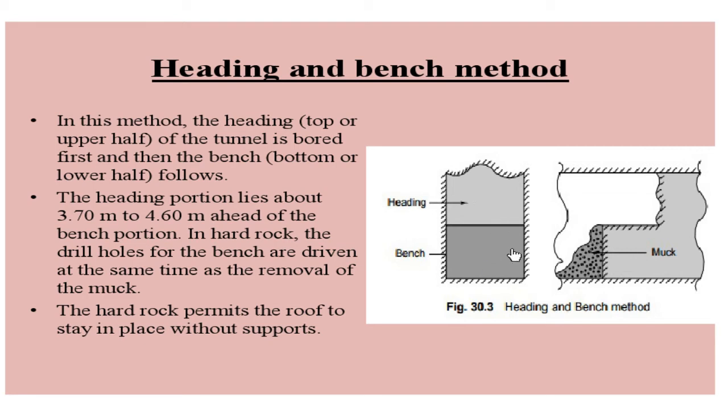This excavation is not done fully at a time as we did in the full face method. Here it is conducted in small pieces. So first the heading portion will be excavated, and the heading portion lies about 3.7 meters to 4.6 meters ahead of the bench portion. You can see over here, this is the entire tunnel, this is the bench portion and this is the heading portion. So first the heading portion is excavated and it lies ahead of the bench portion. Here you can see a distance, around 3.7 to 4.6 meters.